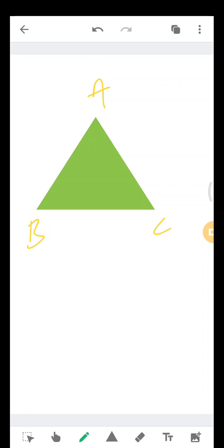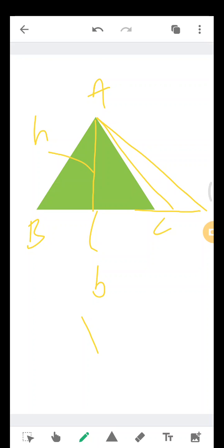Okay, what is the base in this triangle? This is the base and this is our height. This is the height of the triangle, H. Now if I draw another triangle in this way, or if I draw one more triangle, for these triangles the base will be different and the height remains the same. Okay, keep this in mind.